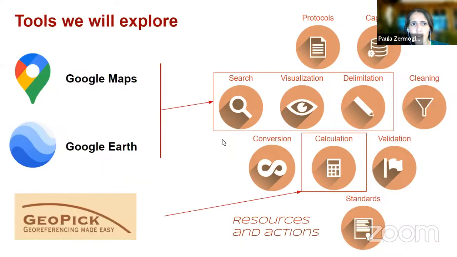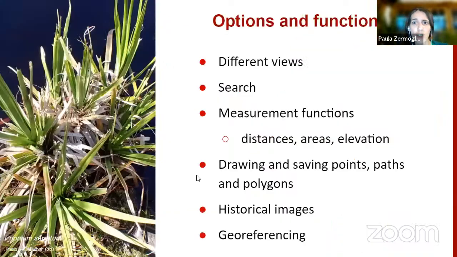So the tools that we're going to see today, in particular Google Maps and Google Earth, mostly help us to find locations, to visualize them, and to be able to delimit them. And then the third tool that we're going to explore, GeoPick, aside from helping us to search, visualize, and delimit, helps us in the actual calculation of the georeference. That means getting the final coordinates and uncertainty, in particular for types of localities that are features only. So this is what we're going to be seeing today.